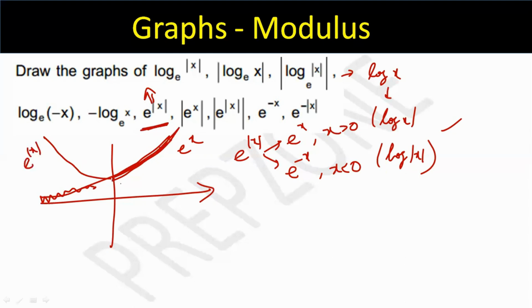When x is 0, it is 1. When x is infinity, it is infinity. When x is minus infinity, it is infinity. And then it is an exact mirror image across the y-axis. This is e to the power mod x. Next was mod of e to the power x.